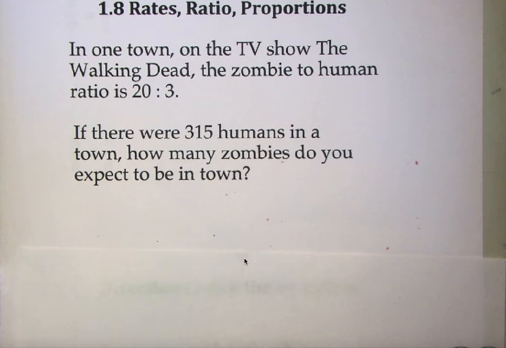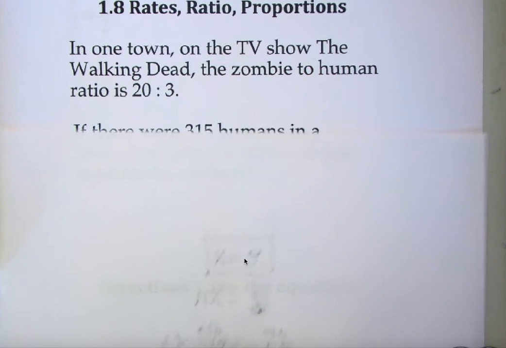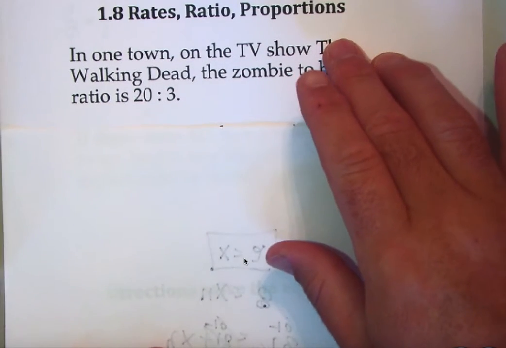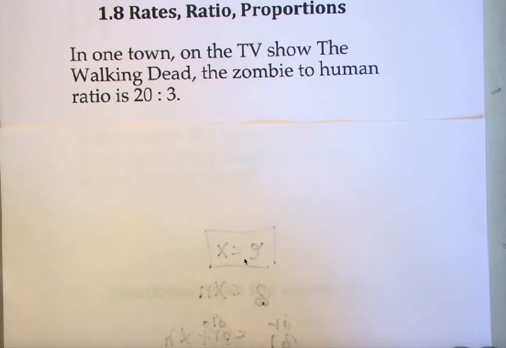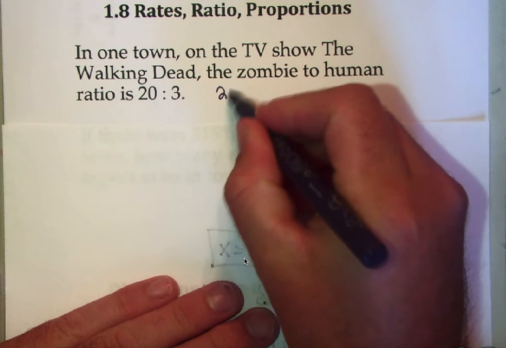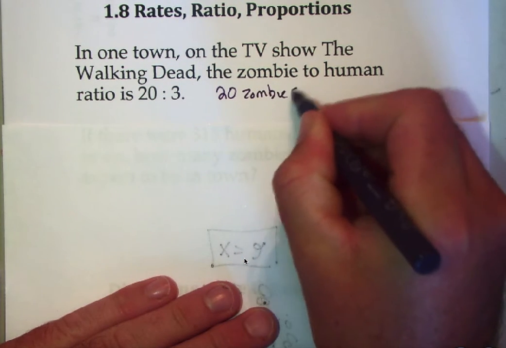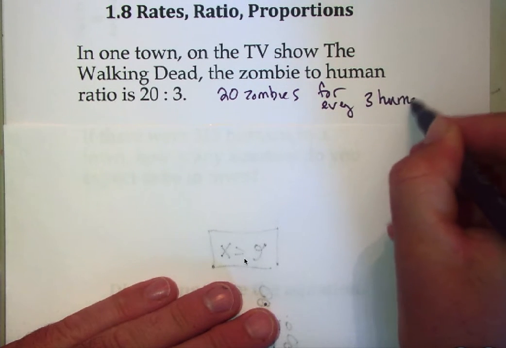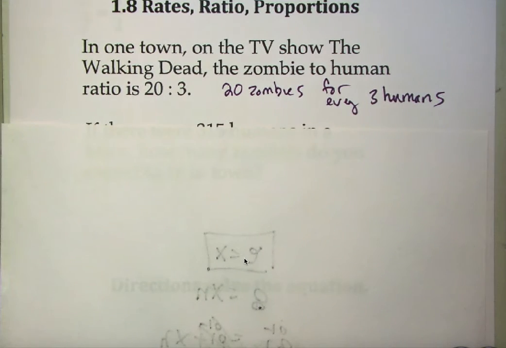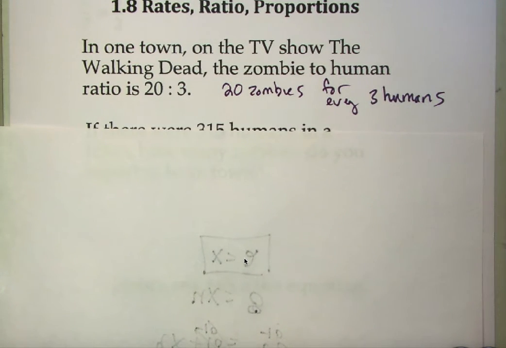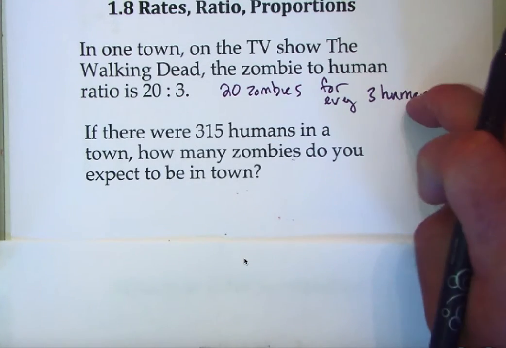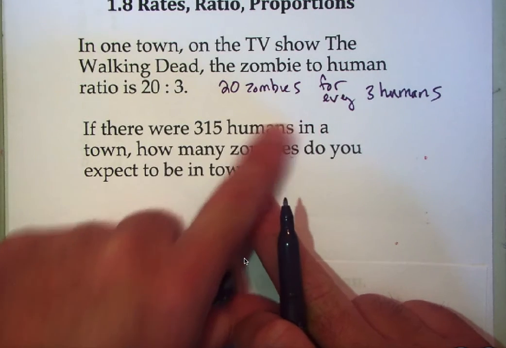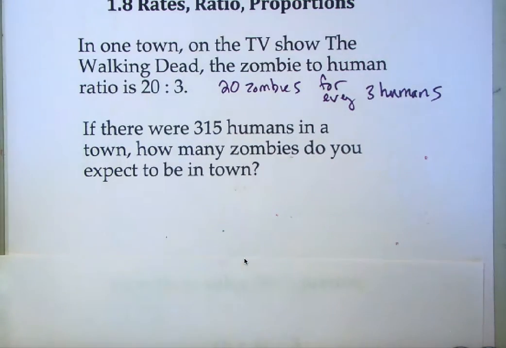So, first I would ask people, well, what does it mean to have a ratio of 20 to 3? And students often raise their hand and say, 20 to 3 means there's 20 zombies for every 3 humans. Yes, so we expect to see 20 zombies for every 3 humans in this town. And we can use that ratio if we know that this town had 315 humans. How might we find out how many zombies there are?